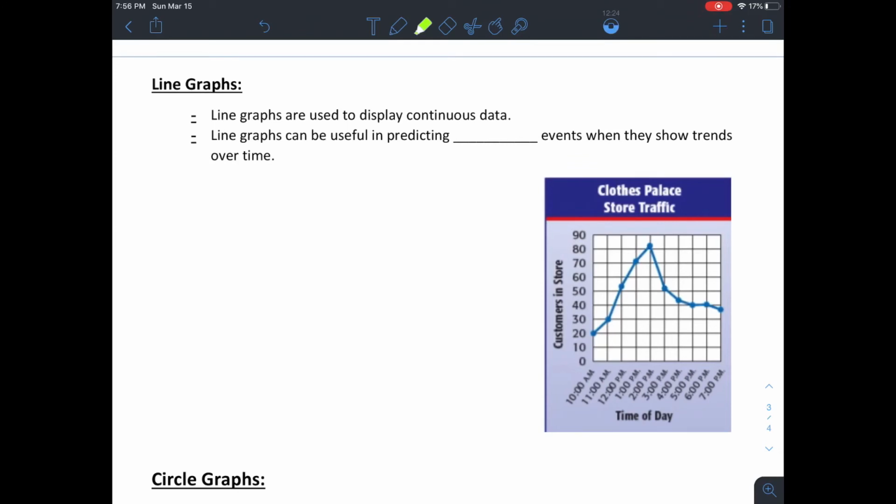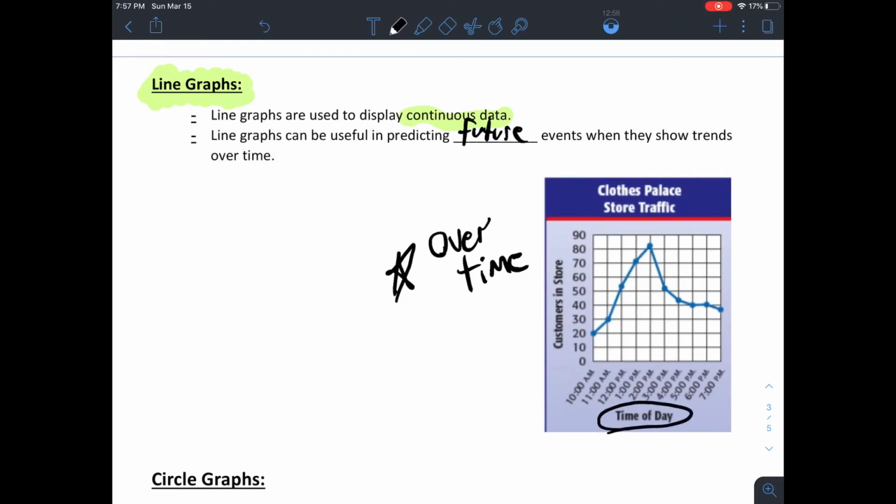Next, we have line graphs. We should be pretty familiar with these from our linear functions, exponential function, and quadratic function units. All of our function units have used the line graphs. And line graphs are used to display continuous data. Right? Line graphs can be useful in predicting future events. It's very important to think about what's happening over time when selecting to use a line graph. They do really good showing what's happening with data over time.